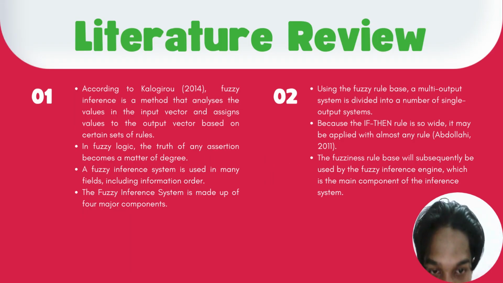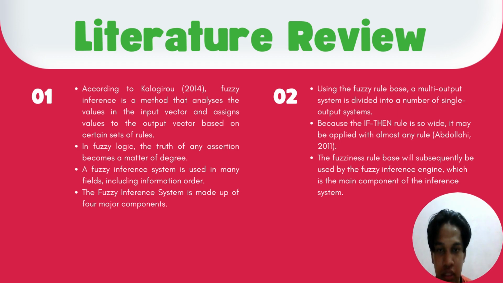Okay, for the literature review, we have four literature reviews. The first one is according to Kalagiru 2014: inference is a method that analyzes the values in the input vectors and assigns values to the output vectors based on certain sets of rules. In fuzzy logic, the truth of any assertion becomes a matter of degree. A fuzzy inference system is used in many fields, including formatting order. And the fuzzy inference system is made up of four major components.